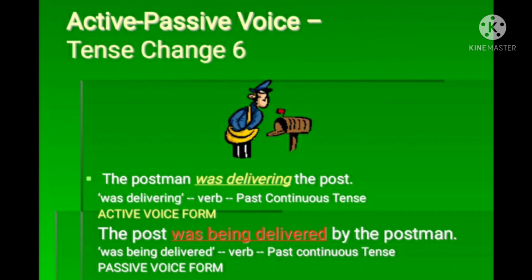The next sentence, the postman was delivering the post. Was delivering is the verb and it is in the past continuous tense. So the passive form of this sentence will be the post was being delivered by the postman. So was being delivered is the verb and the tense form is the past continuous tense.